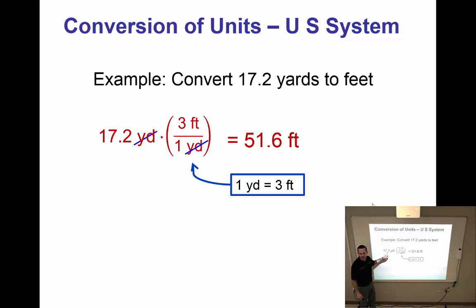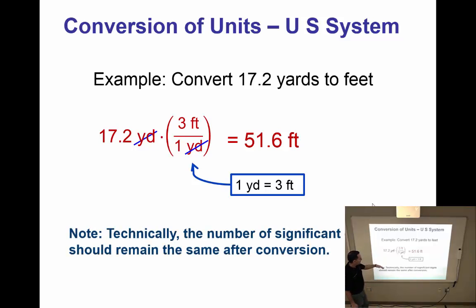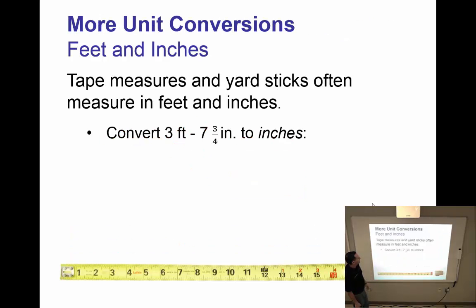I multiply through, my yards cancel out. This time though, I can't just slide the decimal place. Right? I have to actually multiply the 3 by the 17.2. When I do that, the value is no longer just sliding the decimal place, so I get 51.6 feet. So just like in the metric system, we have to write the conversion factor, and that's probably the trickiest part of the process.